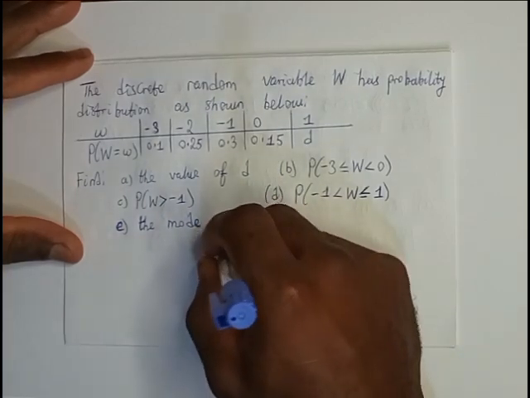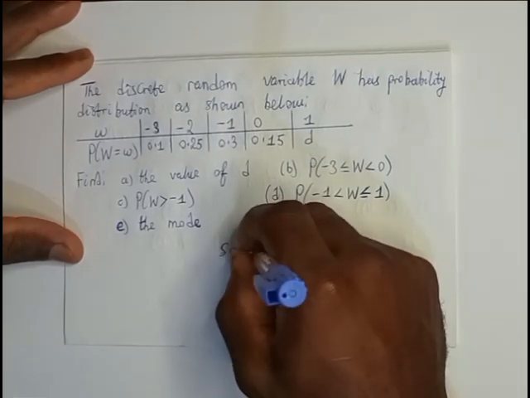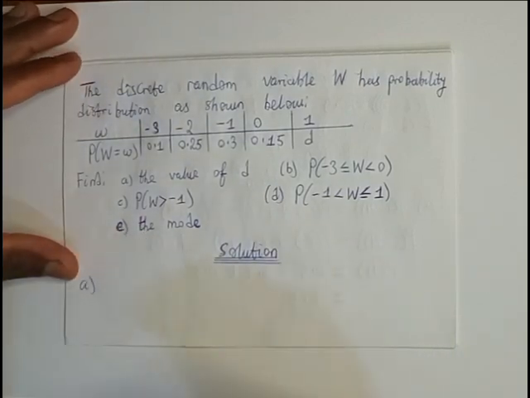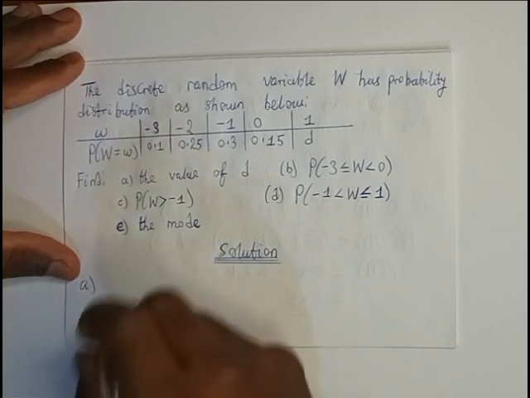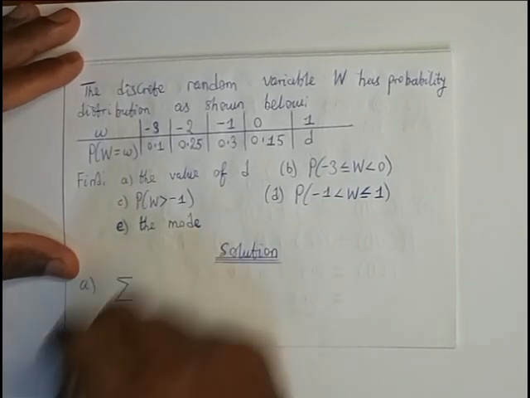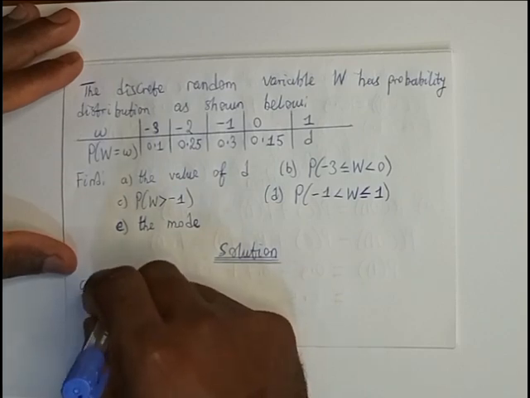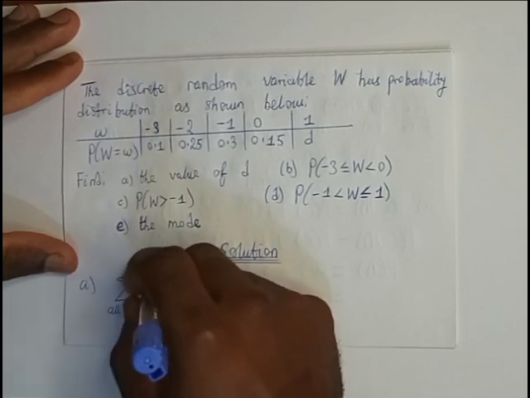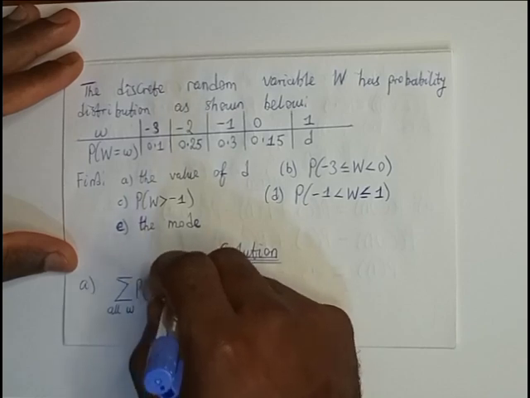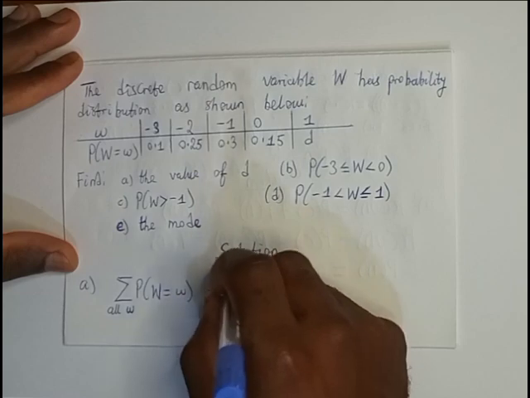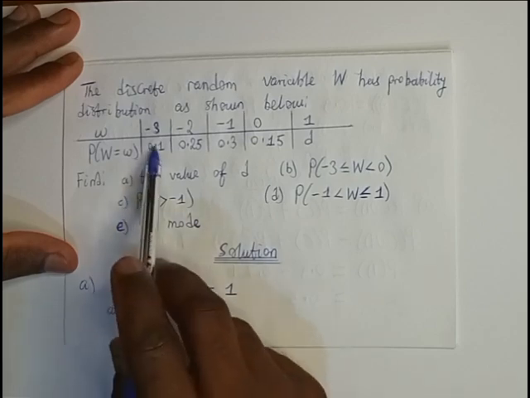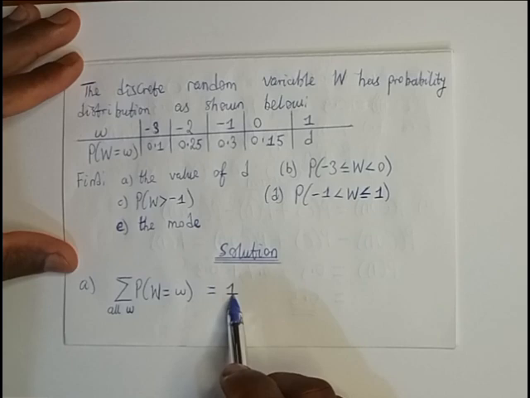We take the solution. For us to find the value of D, we are going to make use of the fact that for a discrete random variable, the sum over all w of P of uppercase W equal to lowercase w is equal to 1. That means if we sum all these probabilities, it must be equal to 1.